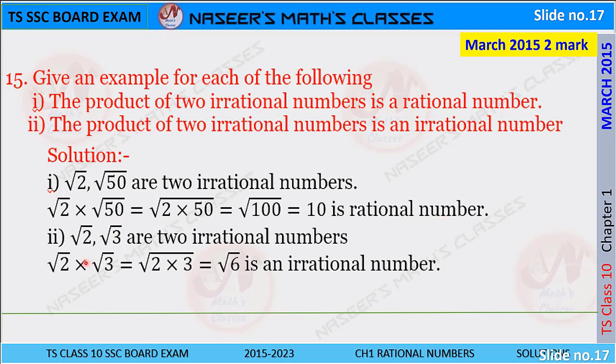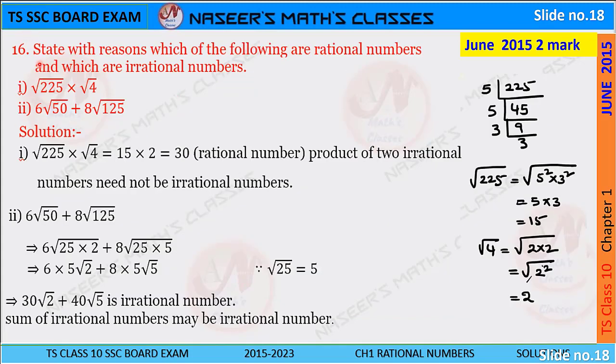Second one, let root 2 and root 3 be any two irrational numbers. Then their product, that is root 2 into root 3, is equal to root of 2 into 3, which is equal to root 6. Here root 6 is an irrational number. Therefore, the product of two irrational numbers can be an irrational number.